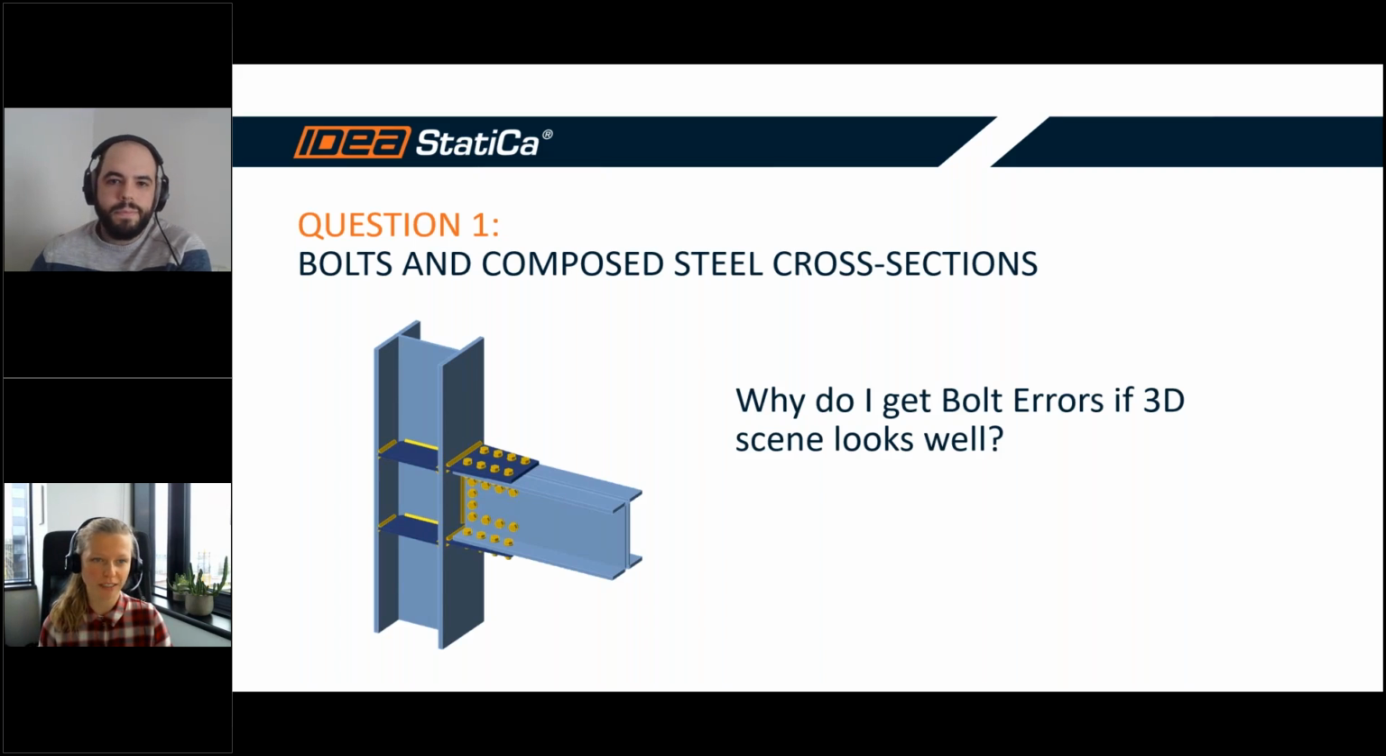So question 1 will be about bolts and composed steel cross sections, because sometimes if we use a composed steel cross section and we want to bolt it, we will find some bolt error in the scene, although it looks quite okay and we cannot see any problem. So please, Emilio, show us the correct approach to that.